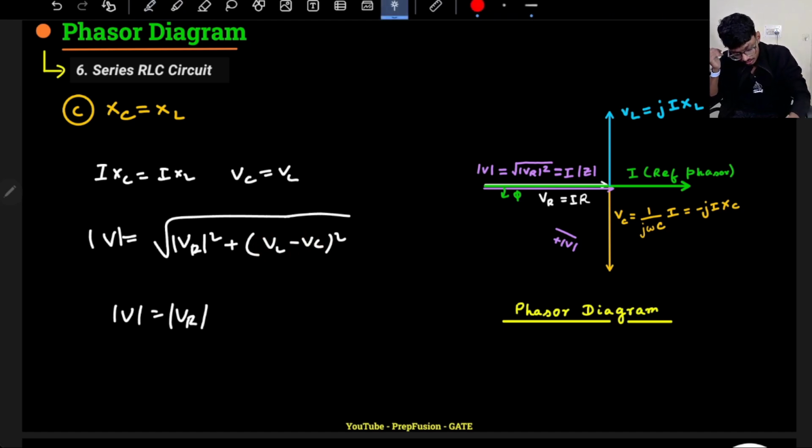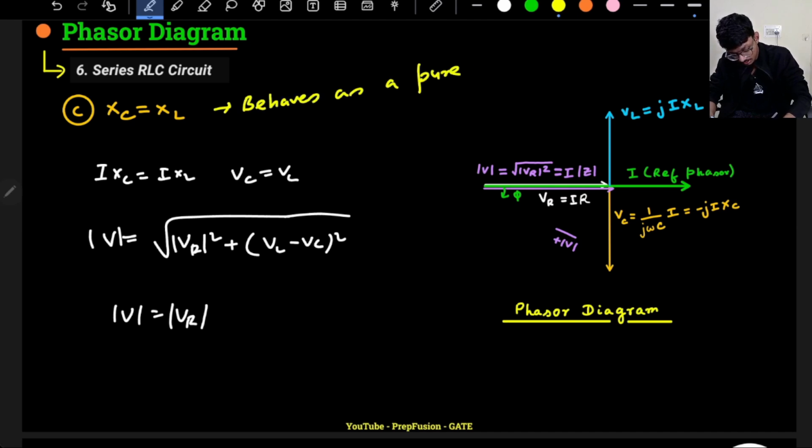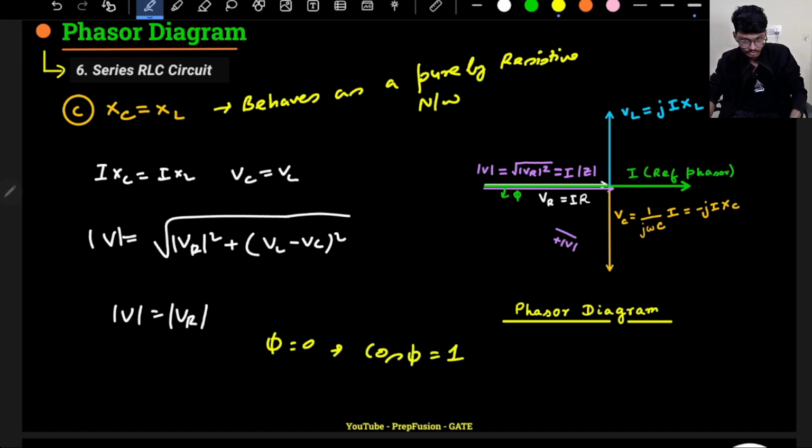So ultimately, your resultant voltage and resultant current are both in the same phase. So it behaves as a purely resistive network. That means phi is 0, and if phi is 0, that means cos of phi is 1, cos of 0 is 1. Also it is known as unity power factor.